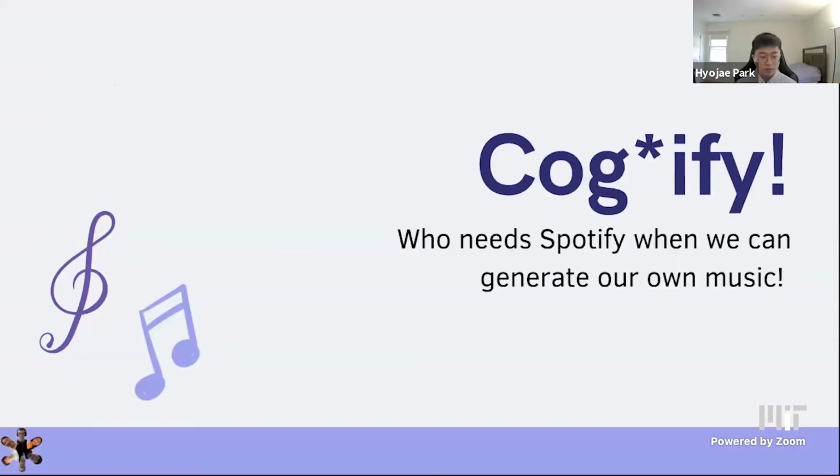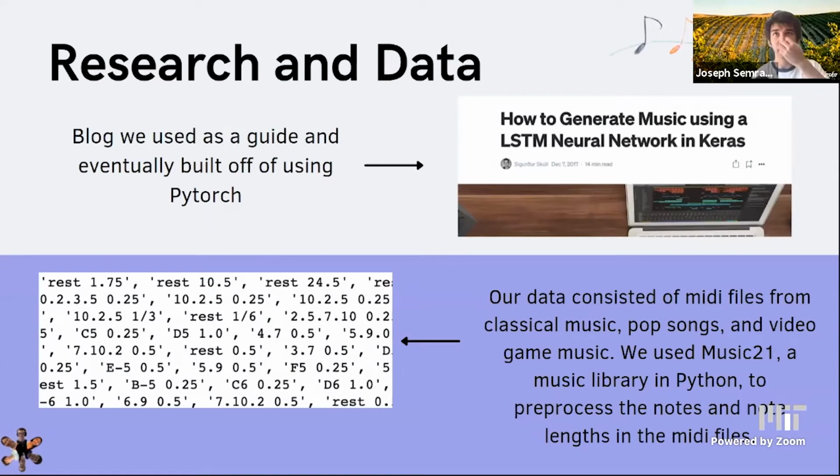And finally, we created a program called Cogify that helps people create music. We wanted to create a neural network that could generate music all by itself, so we looked online for help. We found a blog that provided a model and a dataset of piano music from old video games. We prepared this dataset for our neural network by using Music21, which is a Python library for music. We were able to turn the song files into individual notes and chords, as you can see on the left.